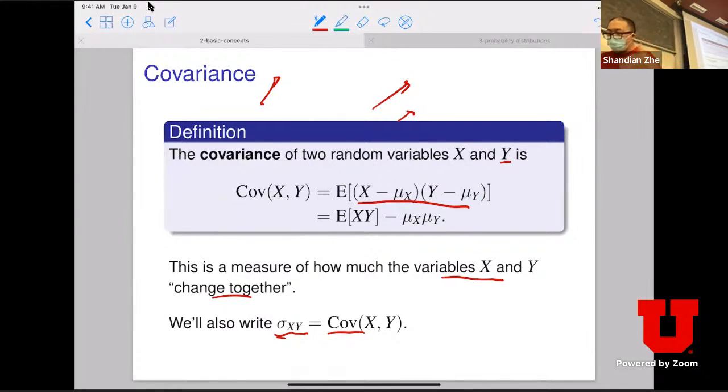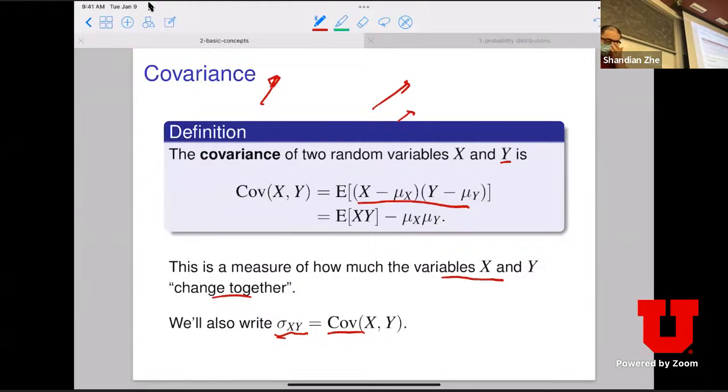On the other hand, if the temperature increases a lot, then the number of people who wear thick clothes will decrease a lot. So there's strong covariance, but they are changing in the opposite direction. So you can imagine this is a negative covariance, but with a large absolute value.